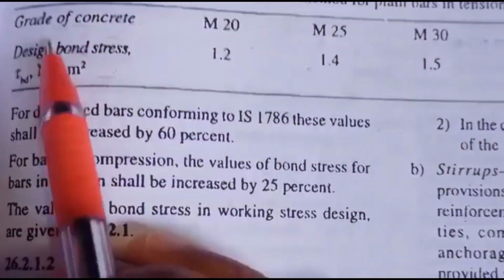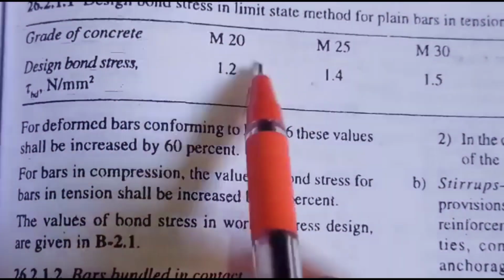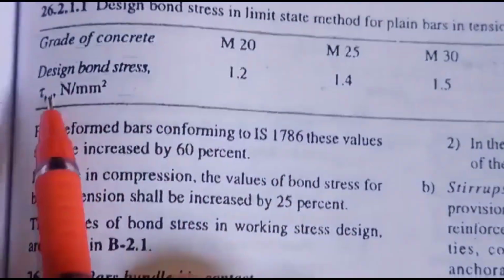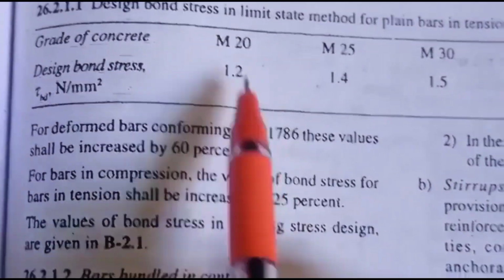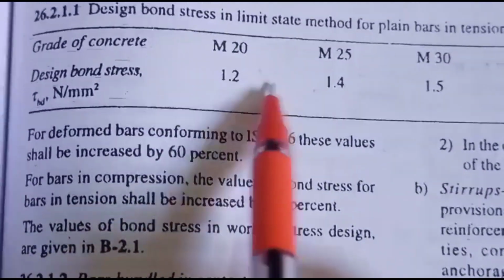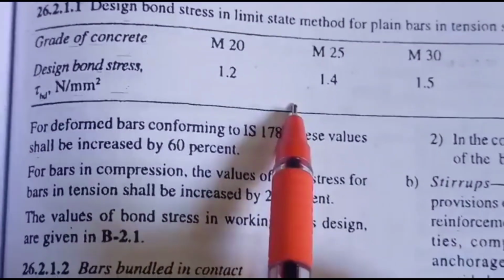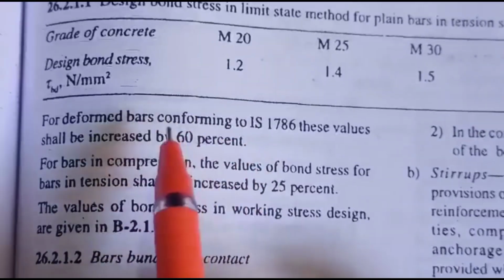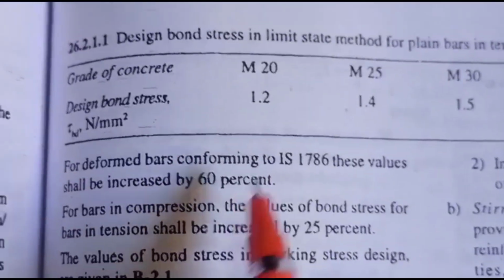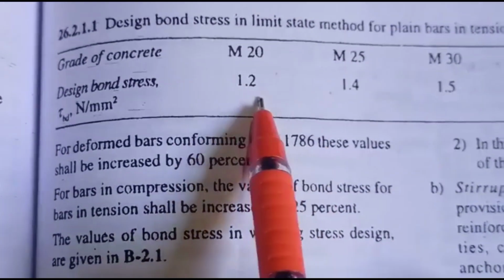So the grade of concrete is 20. For that our tau BD value is 1.2. This value is again going to increase by 60%. So we'll see. Our 1.2 value is again increased by 60%.